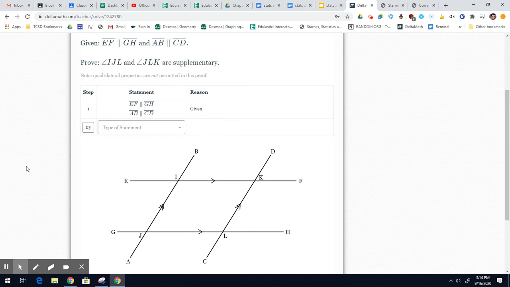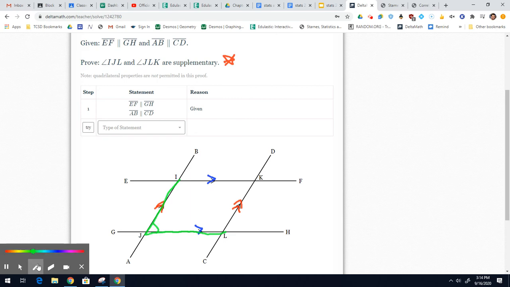So now we have two sets of parallel lines. So segment EF, so EF is this one, and GH. So those two lines are parallel. And we also have that segments AB and CD are parallel. We want to prove that these two angles are supplementary. Well, let's find where IJL and JLK are. So I'll do it in green. IJL. That's this angle right here.